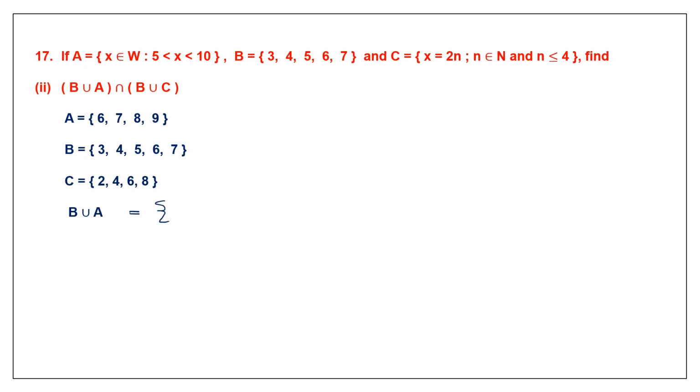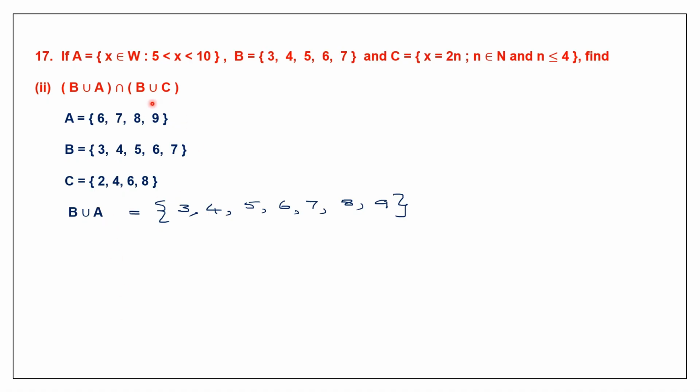So let's write out all the elements of B. 3, 4, 5, 6, 7. Now let's go to the elements of set A and see what is there. 6 is already there. 7 is also already there. Then we just have 8 and 9. So we have 8 here and 9. These are the elements of B union A.